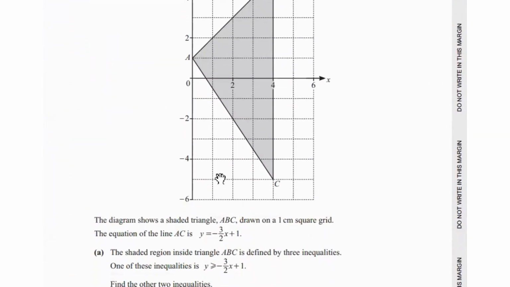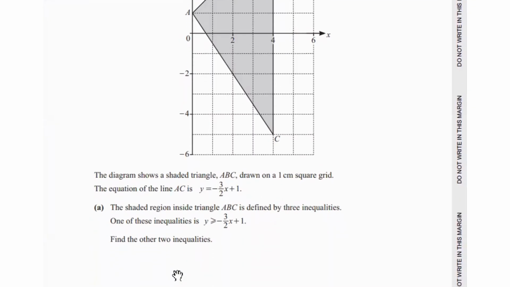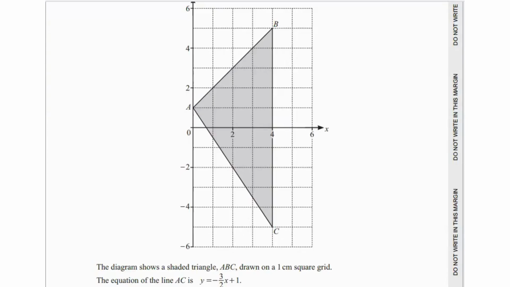In question 17, it says the diagram shows a shaded triangle ABC drawn on a 1 centimeter square grid. The equation of the line AC is y equals negative 3 over 2 x plus 1. The shaded region inside triangle ABC is defined by 3 inequalities. One of these inequalities is y greater than or equal to negative 3 over 2 x plus 1. So they've already given us the equation for this line.